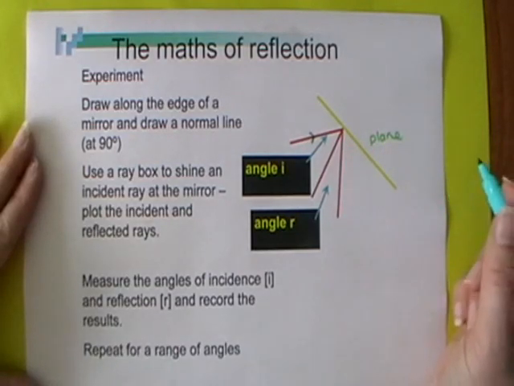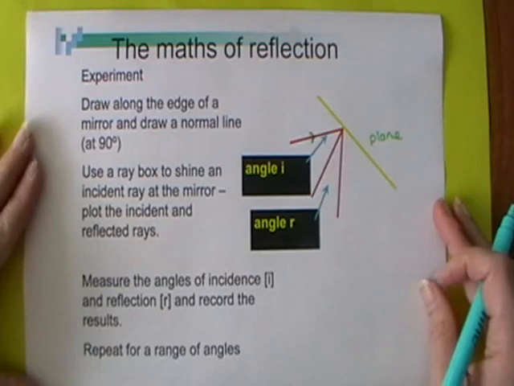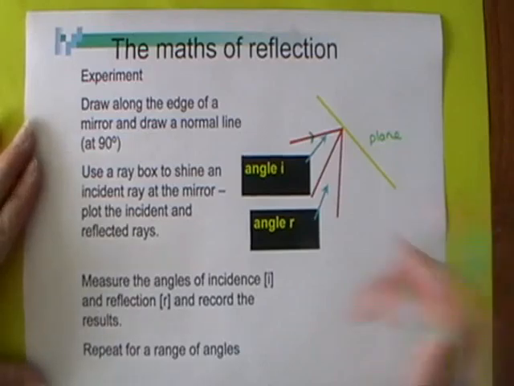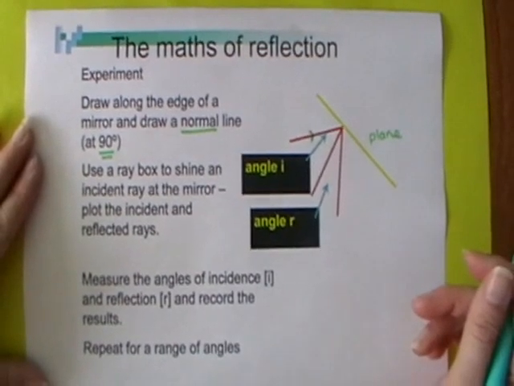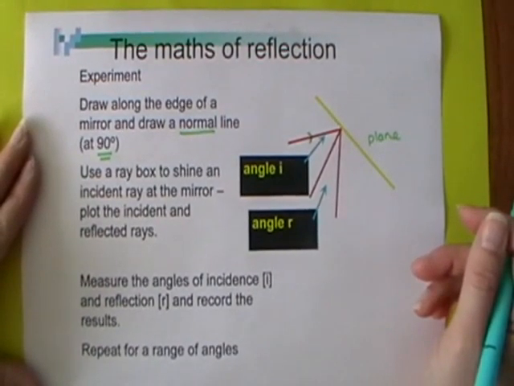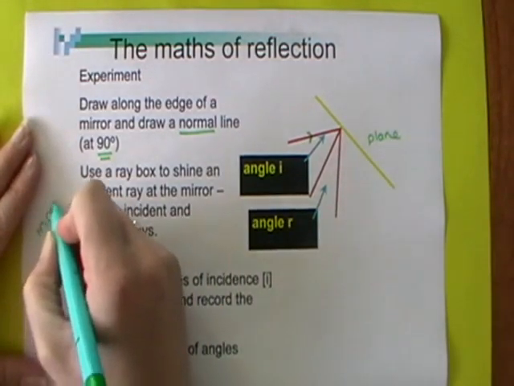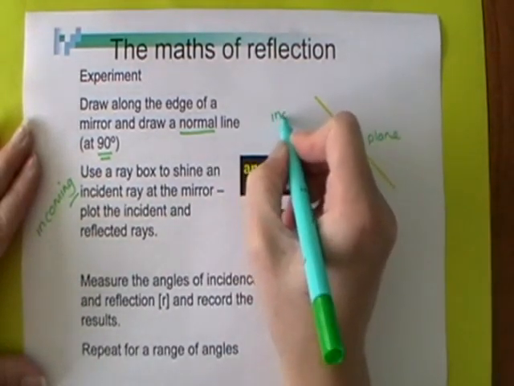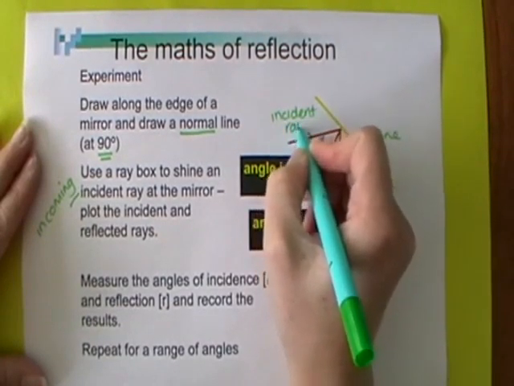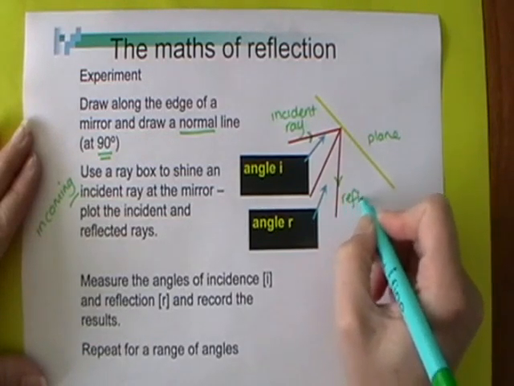To be able to do this experiment and to learn something from it, we initially start by setting the mirror on a plane page and we draw along the edge of the mirror. We then use our protractor to draw a normal line, and this normal is always at 90 degrees to the surface of the mirror. Then use the ray box to shine an incident ray at the mirror, reminding ourselves an incident ray is the incoming ray or initial ray from the ray box. We then find this is the incident ray, and the ray of light is reflected off the surface of the mirror, and we call this the reflected ray.